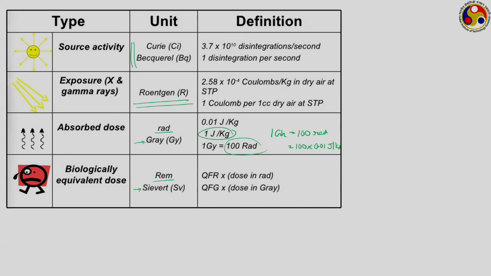Similarly, REM, biological equivalent dose, is always the absorbed dose multiplied by the quality factor. So, if we multiply the absorbed dose given in terms of RAD with the quality factor, we get REM, whereas when we have the absorbed dose in terms of Gray, and we multiply that with the corresponding quality factor, we get Sievert. So, these two correspond to each other.